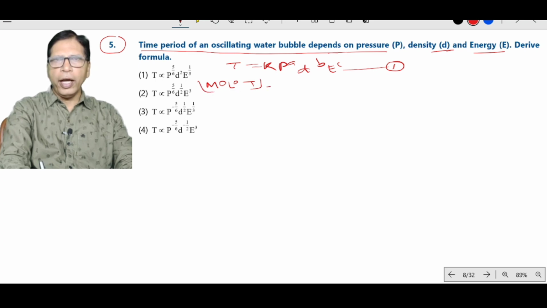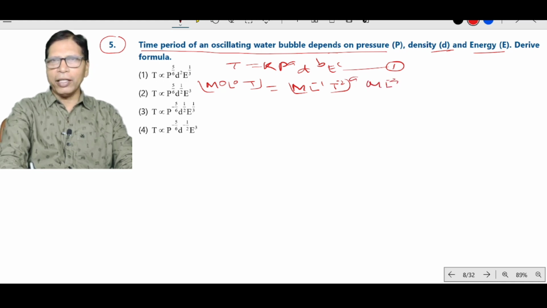Look at this, the dimension of pressure is M L^-1 T^-2 to the power A. Dimension of density is M L^-3 to the power B. And dimension of energy is M L² T^-2 to the power C. Okay. Now look at this here, dimension of M: here power A, here power B, and here power C. So this is A plus B plus C.